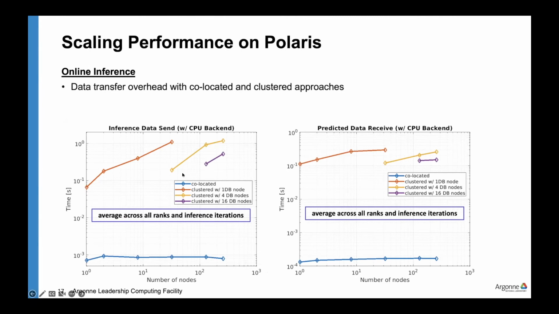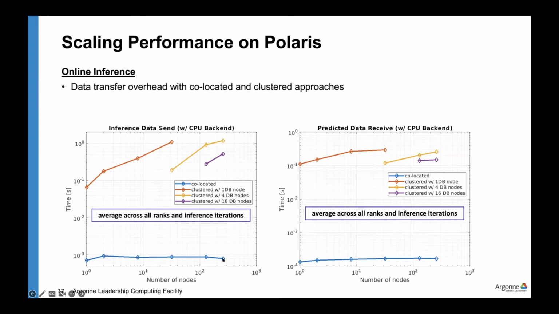So what we can do is measure the overhead of that data transfer. There are, as I mentioned, two approaches. We have co-located, and that's the blue line. And also we have clustered, and with clustered, as I mentioned, we can deploy the database on not just one node, but multiple nodes. So here you'll see that we've deployed it on 1, 4, and 16 database nodes. What we're seeing on these curves is how much time it takes to perform that data transfer as we increase the number of simulation nodes, all the way from 1 to 256, which is about half of the size of Polaris. First of all, you can see the co-located approach, as I mentioned earlier, is very scalable.